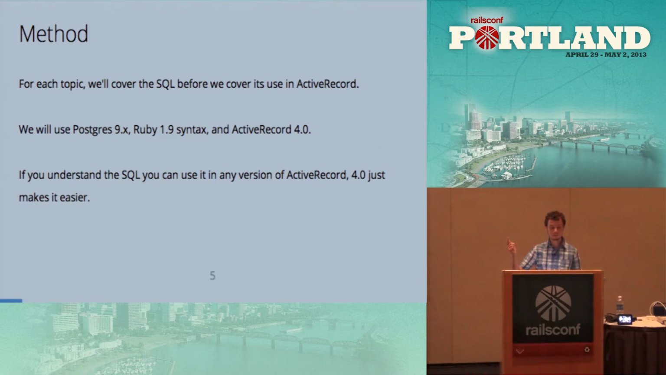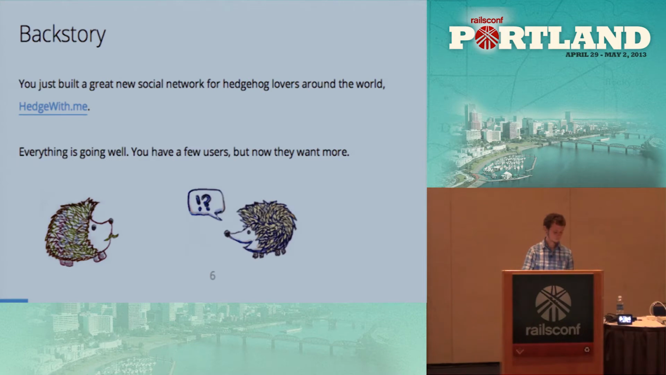We're going to be talking about Postgres 9. We're going to be using the Ruby 1.9 syntax because it's more concise and it fits on slides. And I'm going to be talking about ActiveRecord 4. But everything that I talk about, it's just SQL. And so you can still use this in older versions of Rails. You just need to do a little bit more legwork, OK? And sometimes find gems. Come see me later if you're curious.